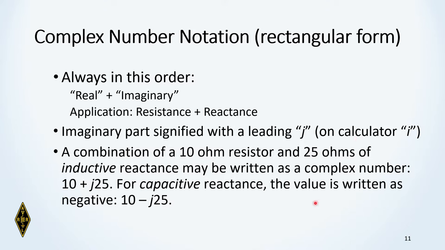So here's an example. A combination of a 10 ohm resistor and 25 ohms of inductive reactance may be written as a complex number in this form: 10 plus J, or it'll be I on our calculator, 10 plus J25. For capacitive reactance, the value is written with a negative imaginary. So that would be 10 minus J25. Another concept here that we're going to use is that capacitive reactance and inductive reactance will cancel each other. If one is larger than the other, then the larger one will be reduced by the amount of the smaller one to come up with an equivalent circuit.